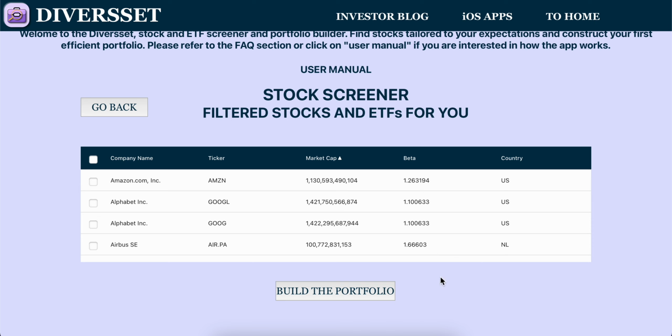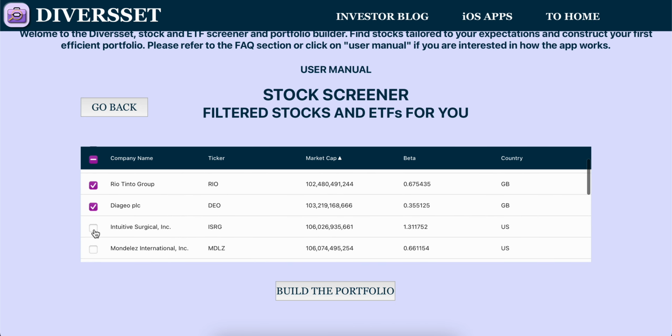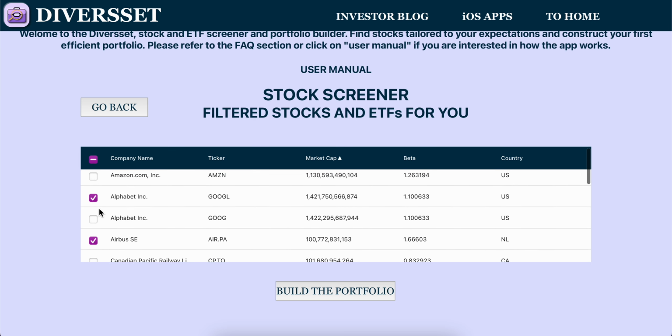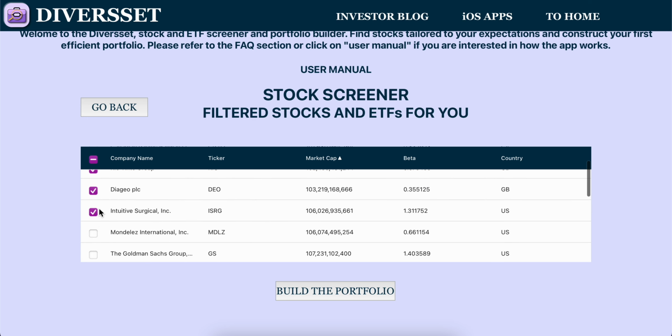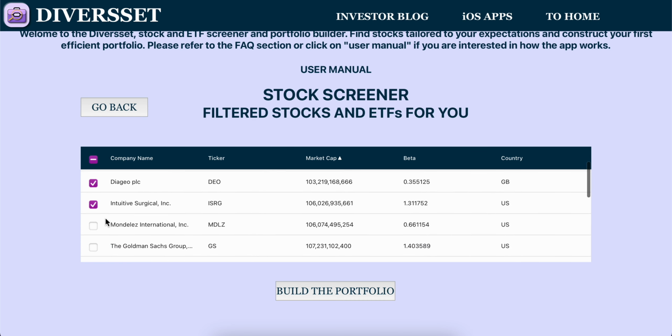You can just press this build the portfolio button and the application will construct your efficient portfolio from 10 most liquid stocks from this filtered list. Or you can manually choose 10 stocks by clicking right here, and the application will construct your portfolio from the stocks that you select. If you choose lower, the application will build you from the default most liquid stocks. That's why it's important to choose 10 stocks over here, not 9, not 11.